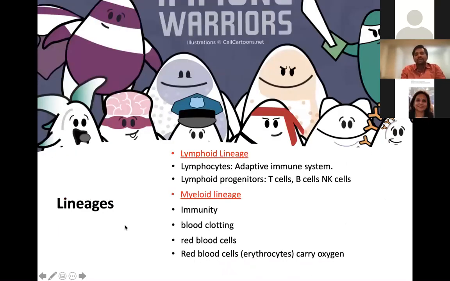Now, let's discuss the warriors. I am discussing the basic overview of hematopoiesis because we are using different knockouts of glycans and we are studying these warriors. So the warriors of the immune system are lineage cells, which I have mentioned before, mainly lymphoid and myeloid. In lymphoid, we have T cells, B cells and NK cells, that is natural killer T cells. And we have other parts like immunity, blood clotting factors, and red blood cells, the erythrocytes that carry oxygen.